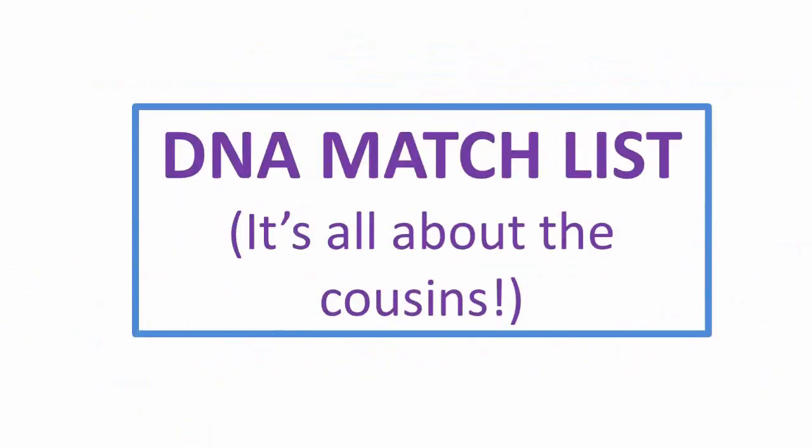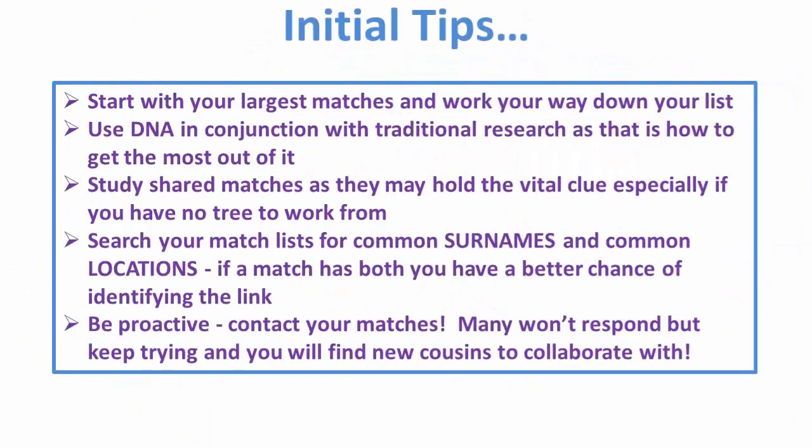So let's move on to the most important aspect of a DNA test for family history, and that's the DNA match list. I say it's all about the cousins, and it really, really is if you want to use this for your family tree. So a few initial tips: start with your largest matches, work your way down your list, and use DNA in conjunction with traditional research. That's how to get the most out of it.